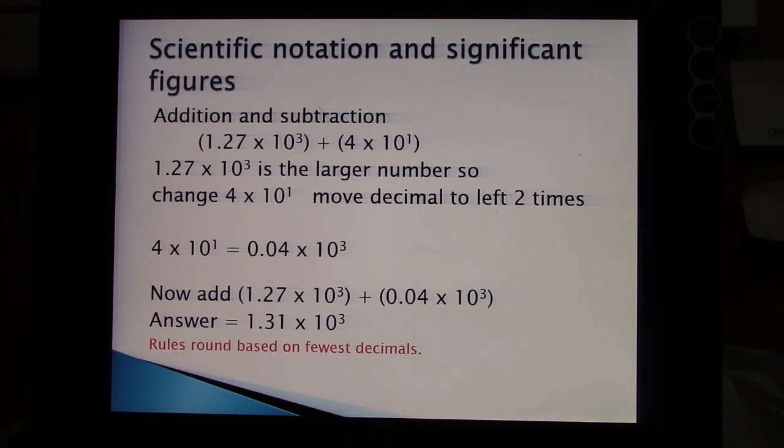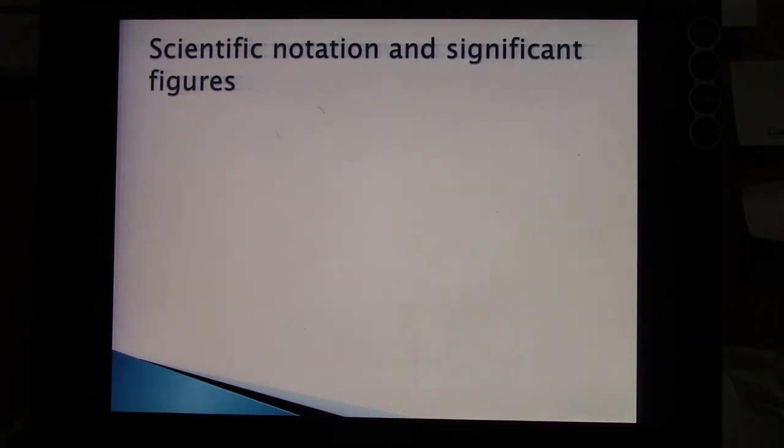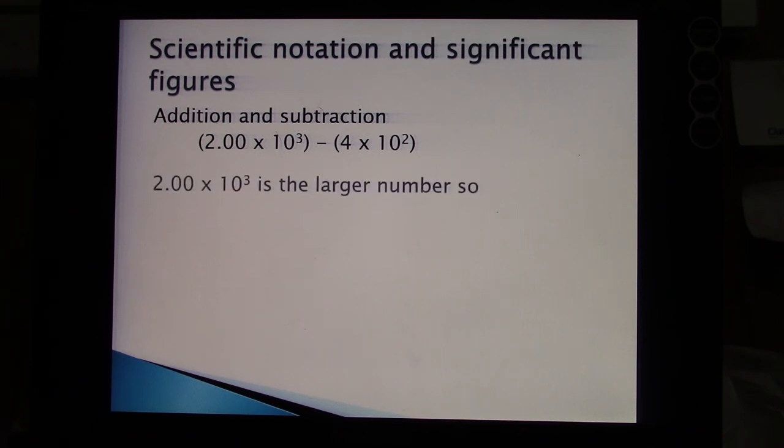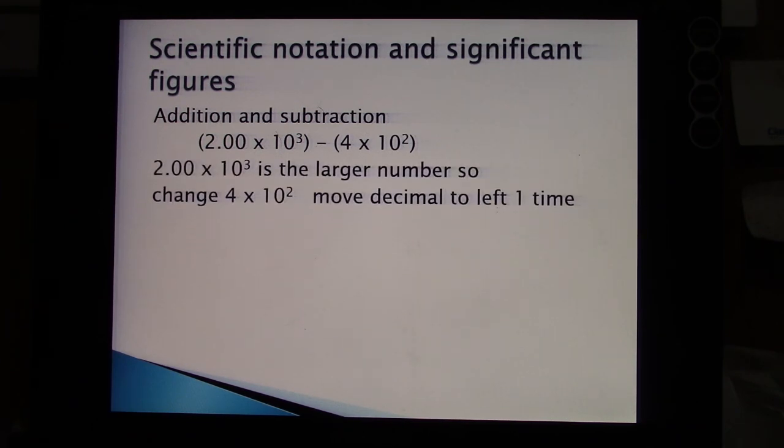Rules round based on fewest decimal. Here's addition and subtraction. Again, look at the 2 numbers. You can change either one, but I like taking the larger number. So 10 times 10 to the third. I would change 4 times 10 to the second to 4 times 10 to the third. So move the decimal to the left 1 time.